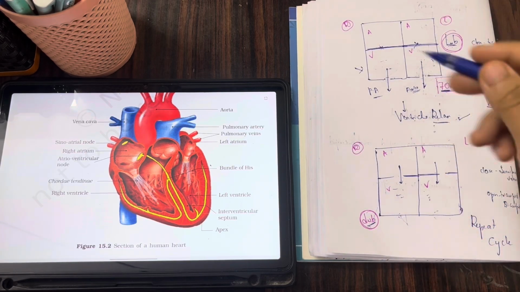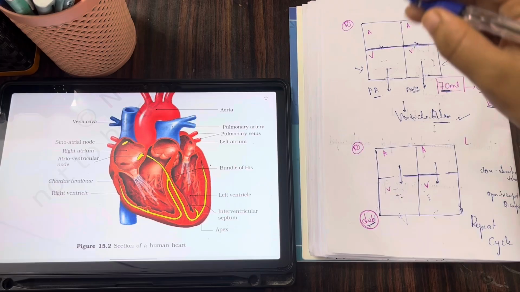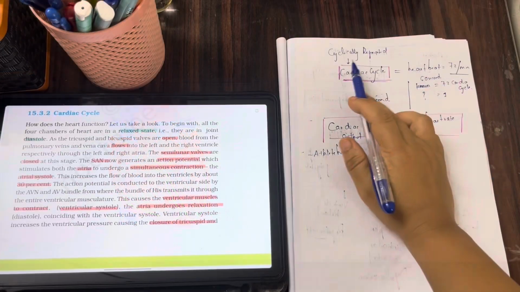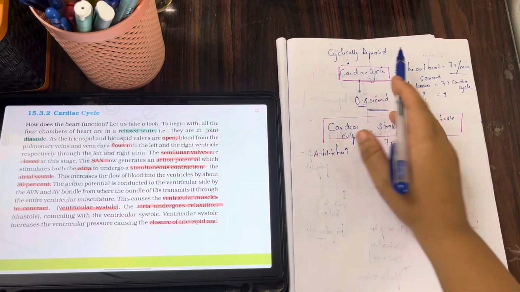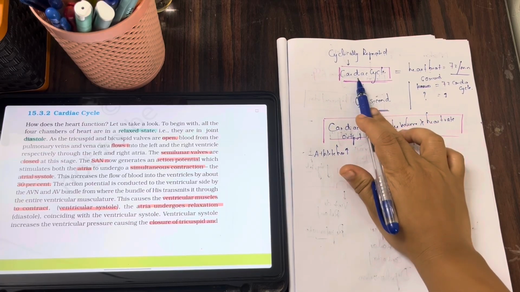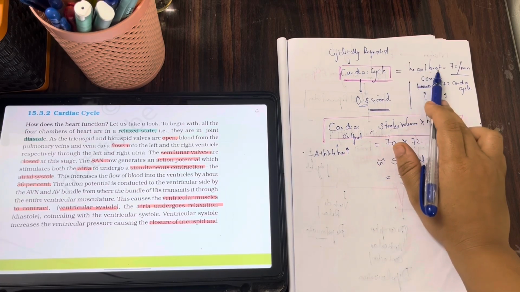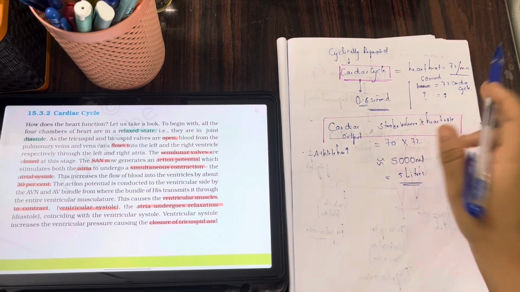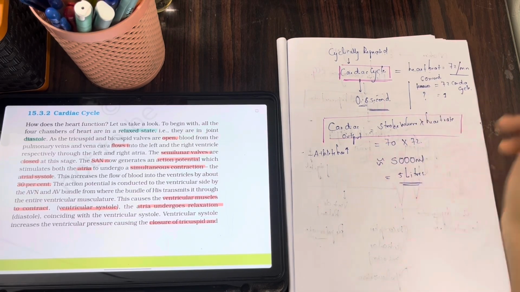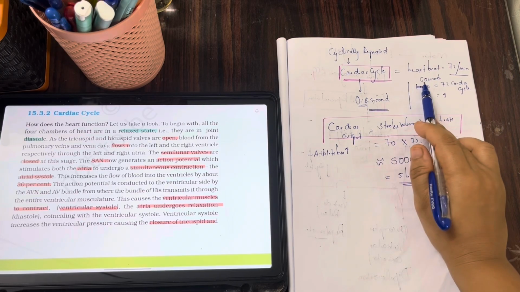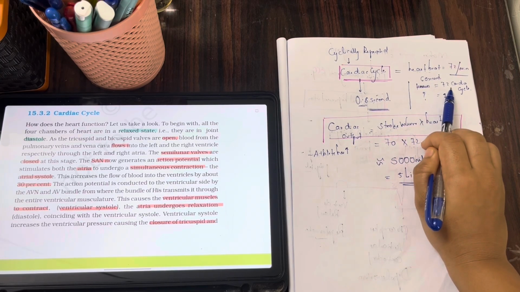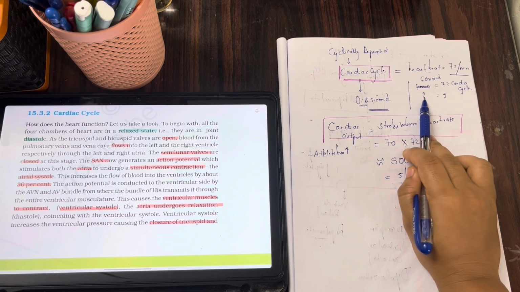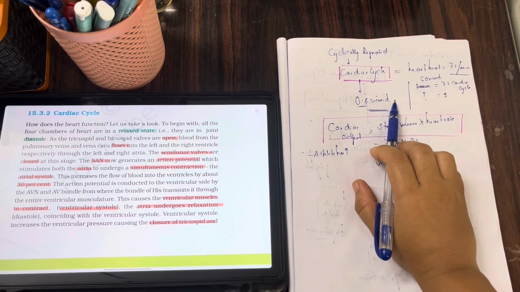It is repeated in a cyclical manner, and this cyclical repetition of all this is called the cardiac cycle. One cardiac cycle is equivalent to one heartbeat, but as you know, the heart beats 72 times per minute. And if you mathematically calculate it, 1 minute is equivalent to 60 seconds. There are 72 heartbeats or cardiac cycles. For one cardiac cycle, how much time does it take? It is equivalent to 0.8 seconds.